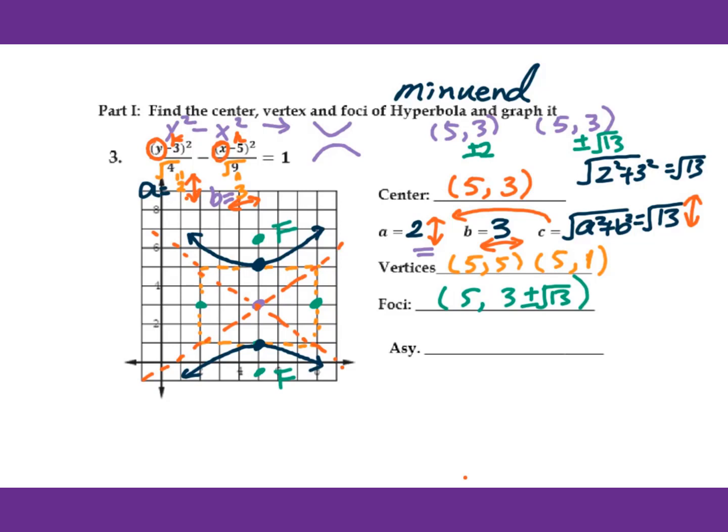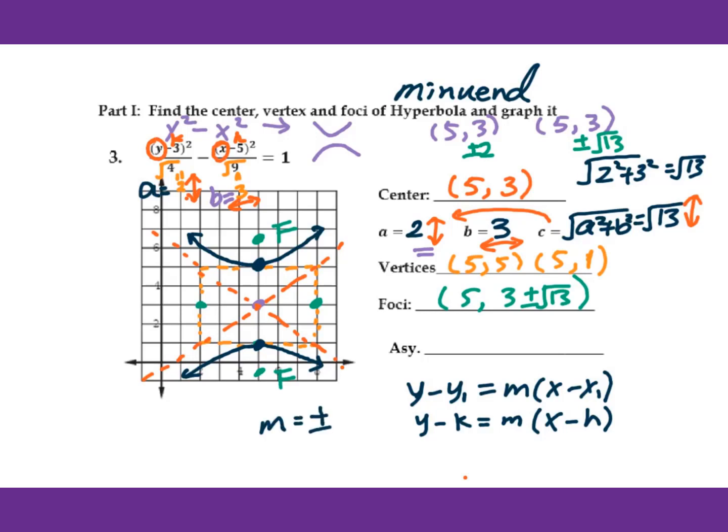For asymptote line, we got to use point-slope form. Point-slope form linear function will be y minus y1 equals slope x minus x1. For the hyperbola, the asymptote line must pass the center hk. So I can write down y minus k equal to m x minus h. For the slope, one is positive, the other is negative. So I write down plus or minus.